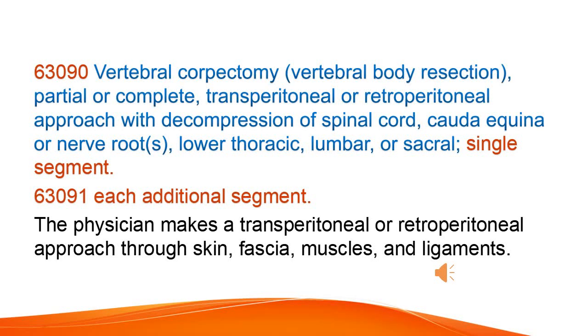Vertebral corpectomy, vertebral body resection, partial or complete, transperitoneal or retroperitoneal approach with decompression of spinal cord, cauda equina or nerve root, lower thoracic, lumbar, or sacral, single segment. Each additional segment. The physician makes a transperitoneal or retroperitoneal approach through skin, fascia, muscles, and ligaments.